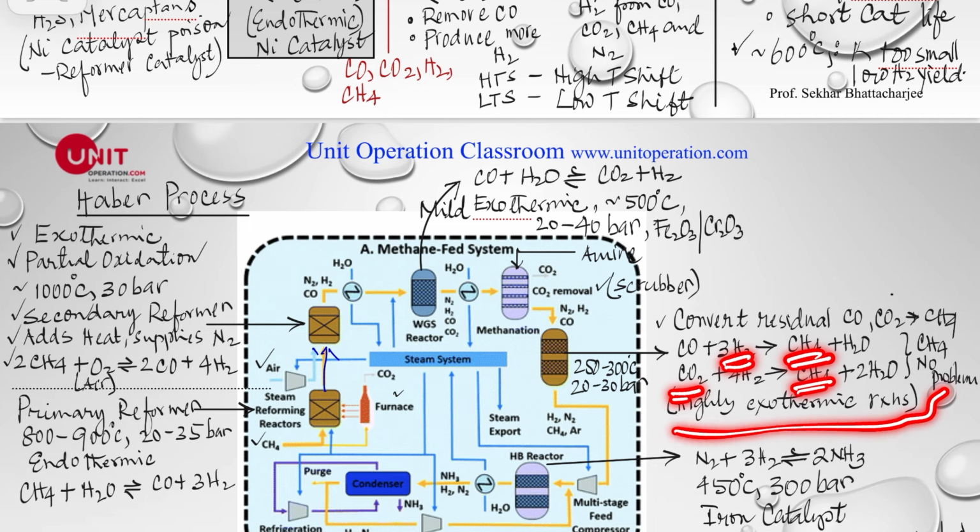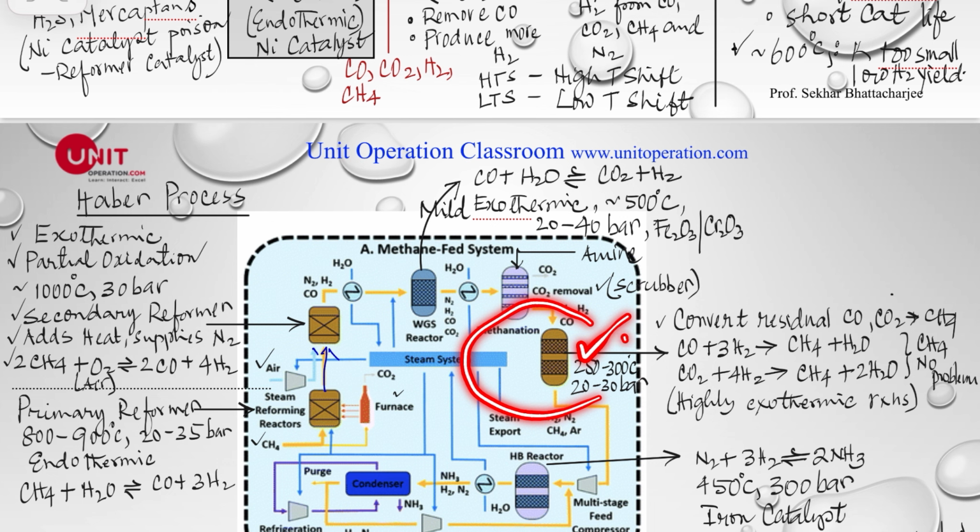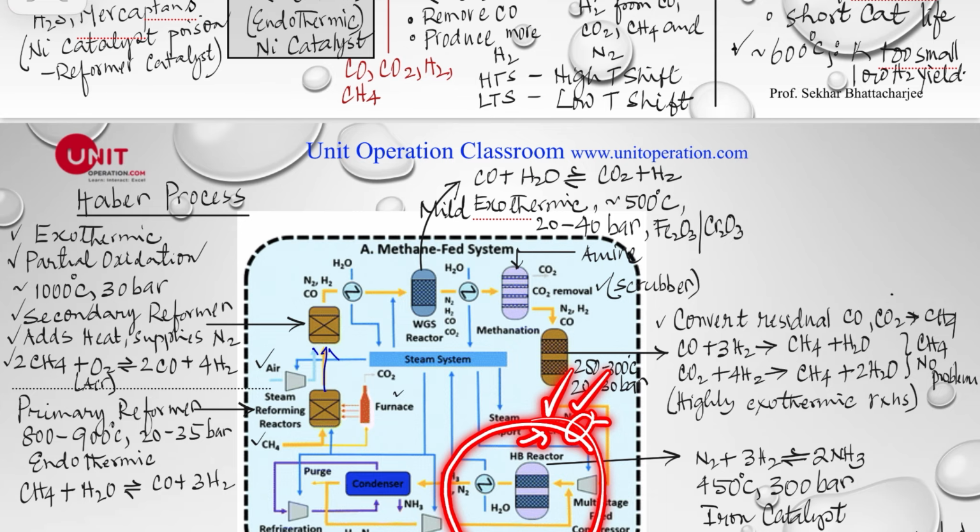This is a highly exothermic reaction. So this is called the methanation reactor. Typically 250 to 300 degrees Celsius, 20 to 30 bar. So once that happens, carbon monoxide and carbon dioxide are removed. So we have hydrogen, nitrogen, and of course methane and argon. And then of course it goes to the Haber-Bosch reactor.